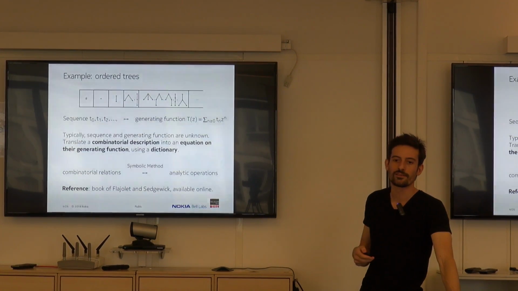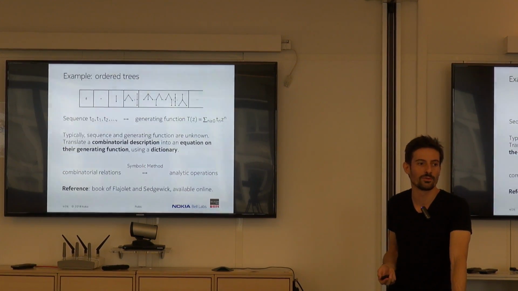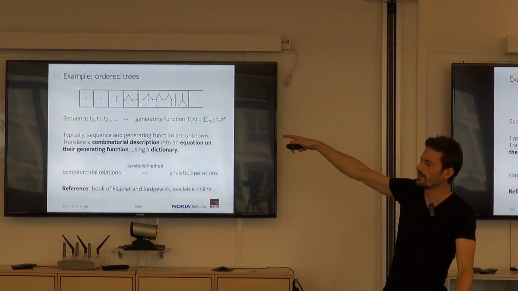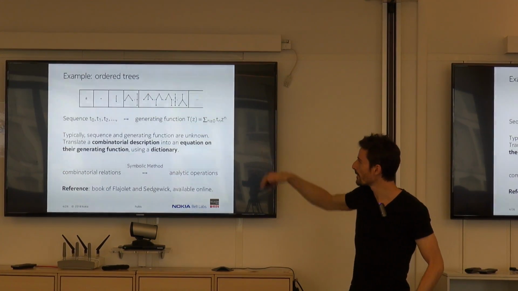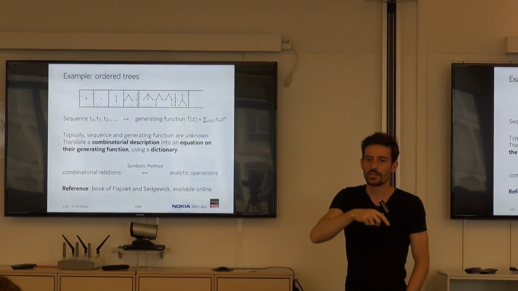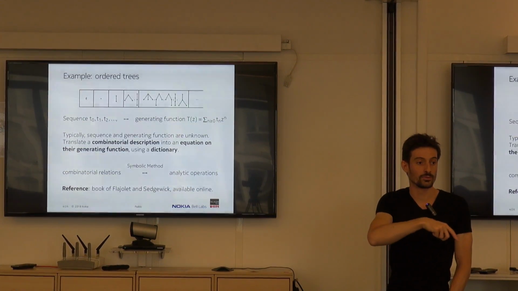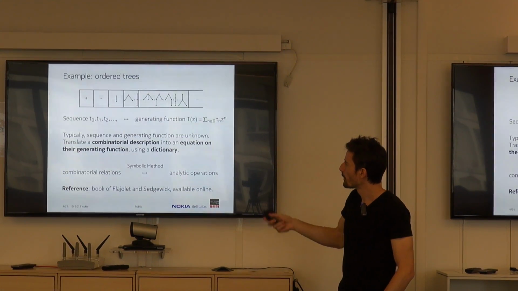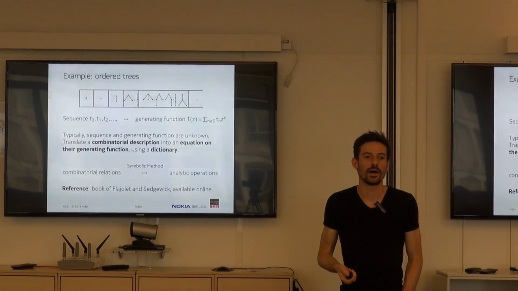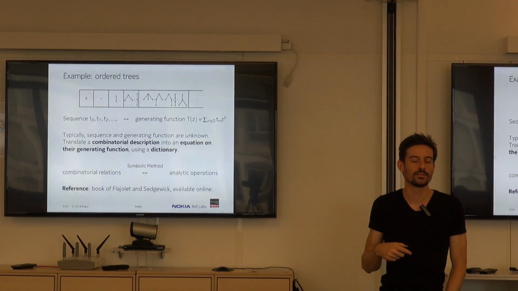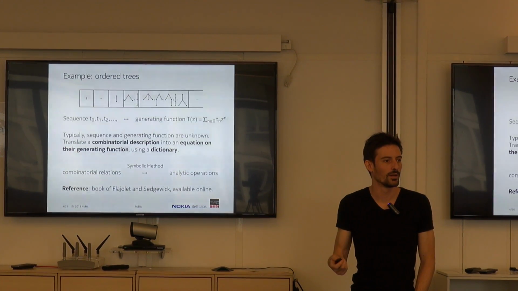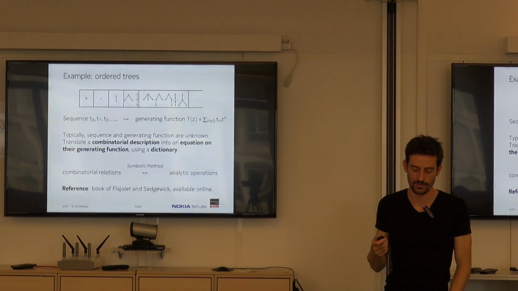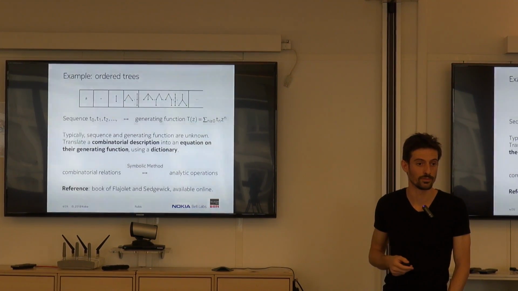So the typical kind of objects we count in analytic combinatorics are, say, trees. For example, here, ordered trees. Ordered means that there is a root, that's the red point, and the children of each node are ordered from left to right, say. And the typical question is, how many trees do I have with n vertices? What is the asymptotics when n goes to infinity? Or things like, what is the limit distribution of the number of leaves, for example, of a random tree?